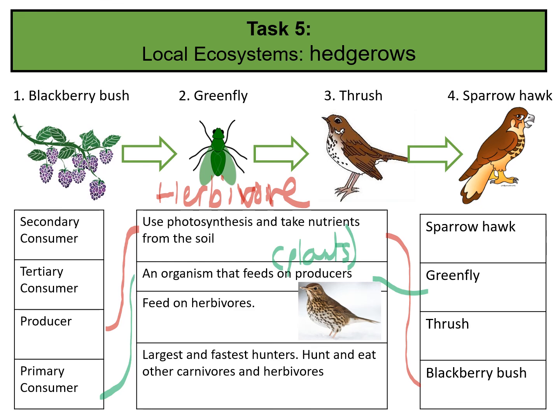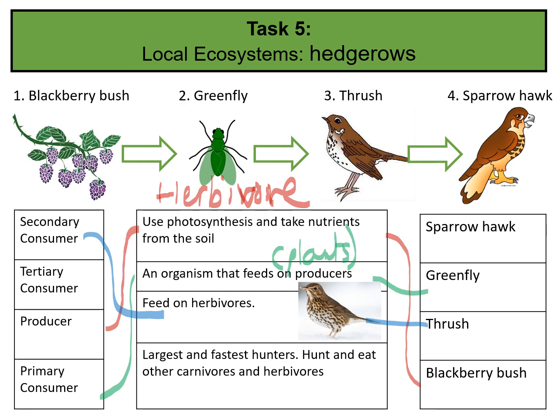What's a secondary consumer then? What's the difference? So a secondary consumer feeds on herbivores, so they're still quite low down the food chain. They are eating animals, but they're only eating animals that eat producers. So this is our example, and our example of what a secondary consumer is would be the thrush.